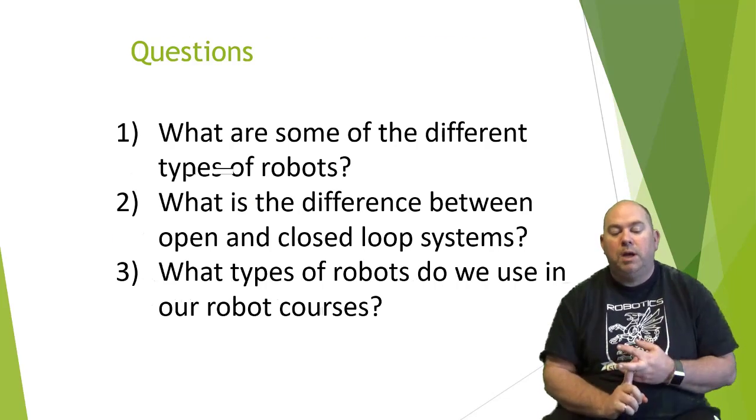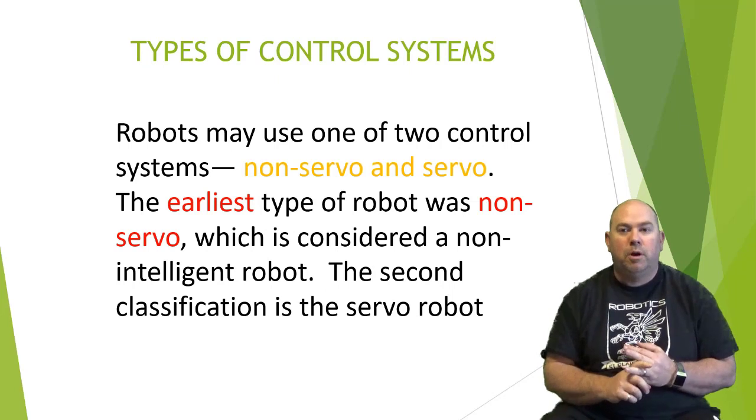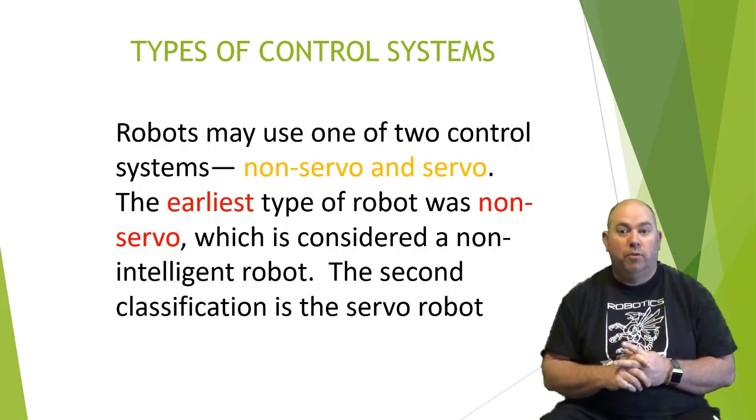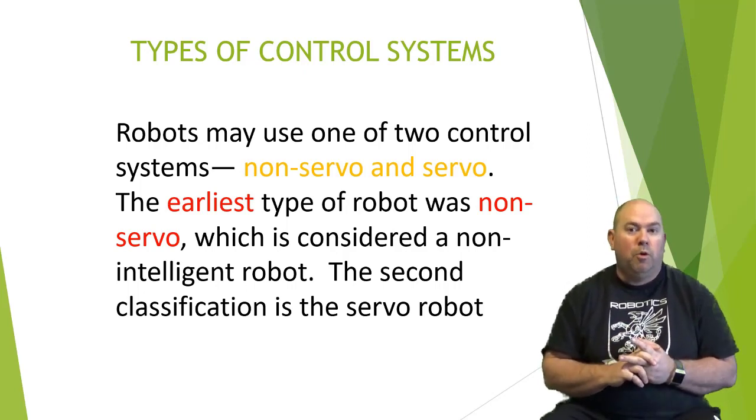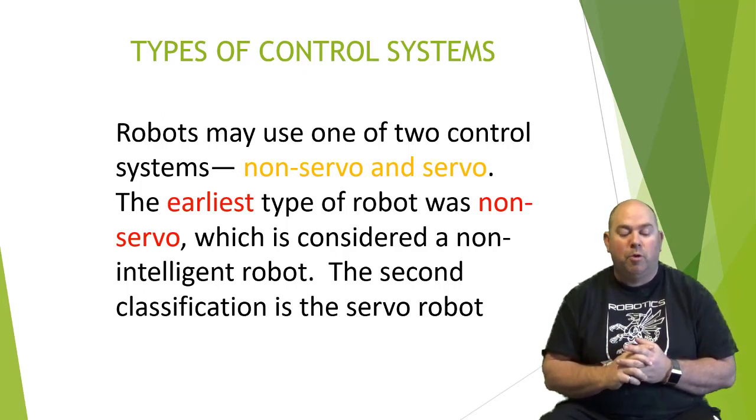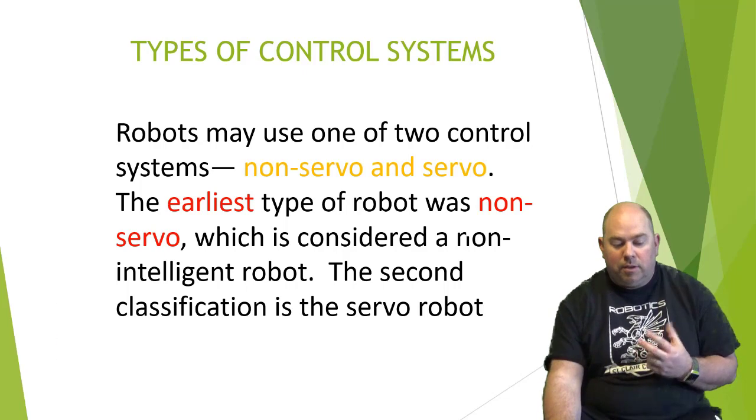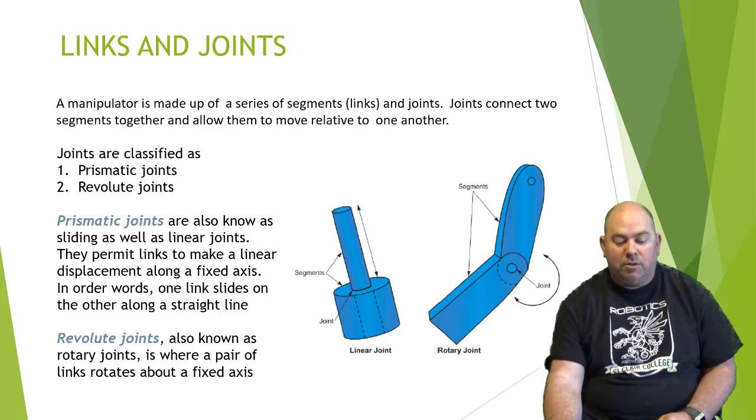So there's two main types of control systems you're going to come across for robots. Basically non-servo and servo systems. The earliest type of robot that people created was a non-servo, which is considered a non-intelligent type of robot. The second classification of these is the servo type. So what do we mean by that? Let's first talk about different types of links and joints.